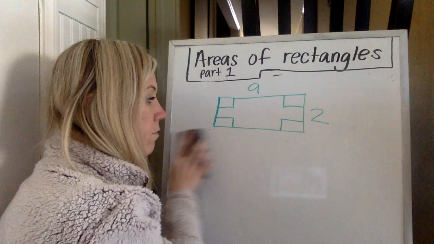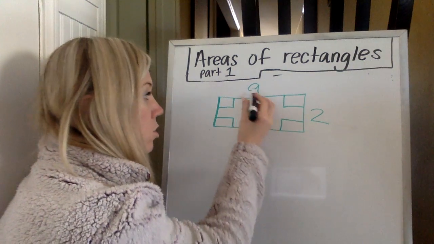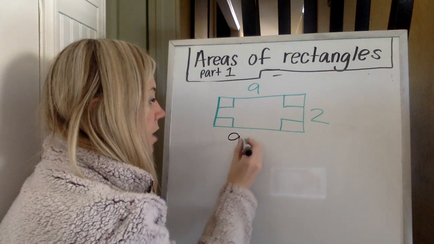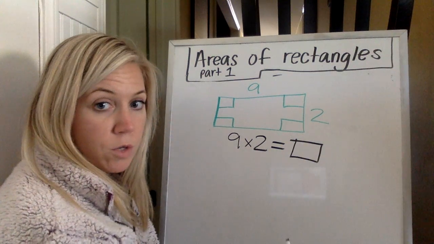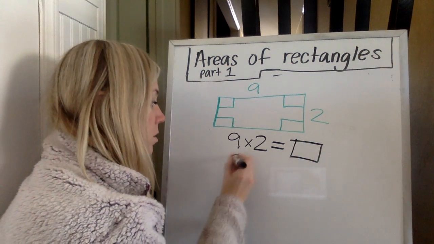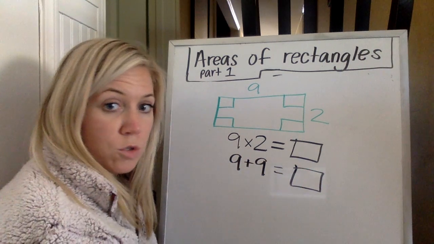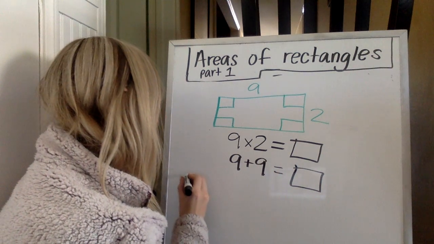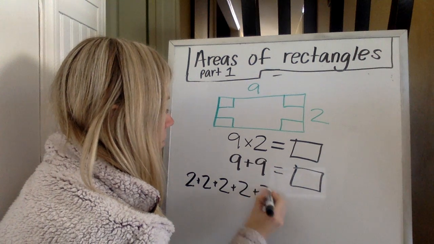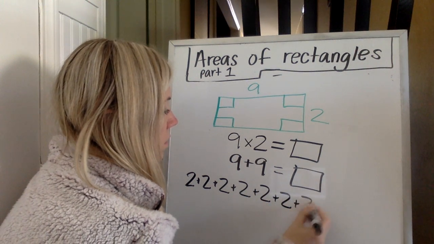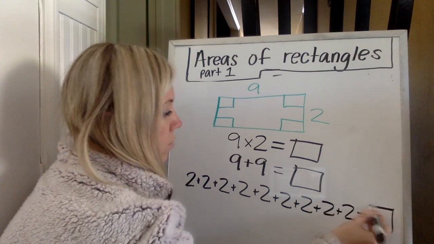So if you were to solve this problem, you could do it multiple ways. You could do multiplication. 9 times 2 equals our unknown. You could add 9 2 times. 9 plus 9 equals our unknown. You could add 2 9 times. So 1, 2, 3, 4, 5, 6, 7, 8, 9 equals your unknown.